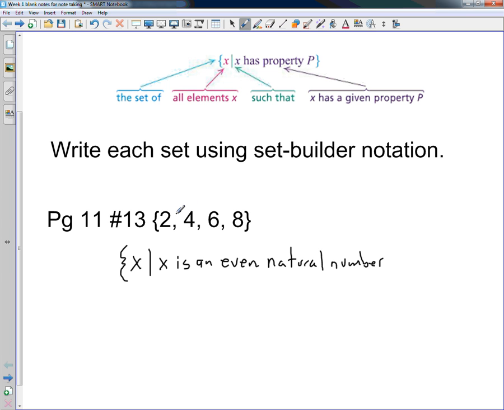So right now, even natural numbers means 2, 4, 6, 8, 10, 12, all the way on. So we want to say an even natural number less than or equal to 8. So this tells us where it's going to stop. So we have even numbers. They're natural. So we're just talking about working our way up 2, 4, 6, 8, 10, 12, so on. Then we say that it does stop at 8. Let's go ahead and look at the next one.